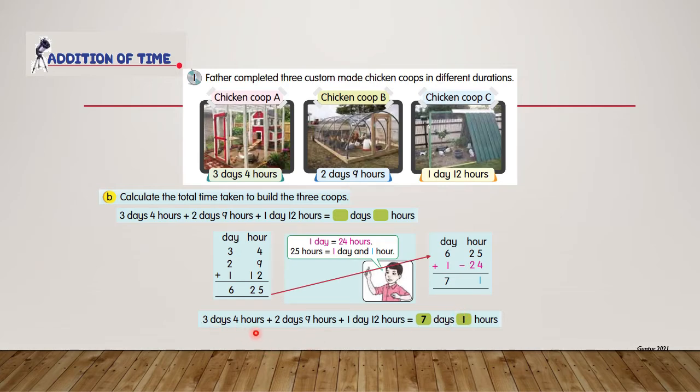So the answer is 7 days 1 hour. So 3 days 4 hours add with 2 days 9 hours add with 1 day 12 hours equals 7 days 1 hour. The total time taken to build the 3 coops is 7 days 1 hour. Okay, we go to the next slide.